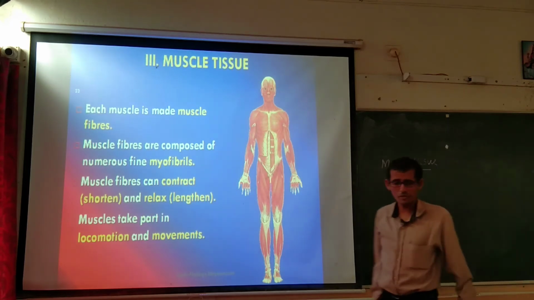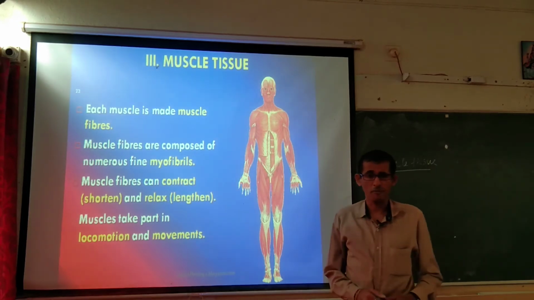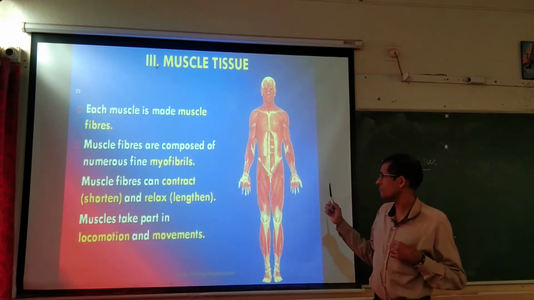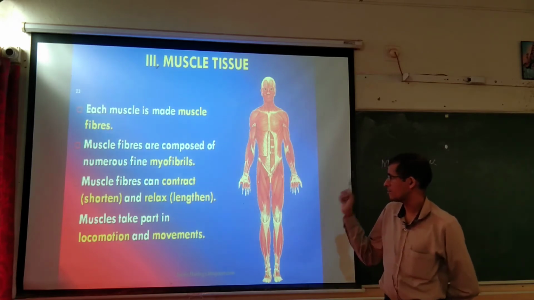So, muscle tissue, if you take, each muscle is made up of muscle fibers. So, muscle tissue is made up of muscle fibers. Muscle fibers are composed of numerous fine myofibrils.